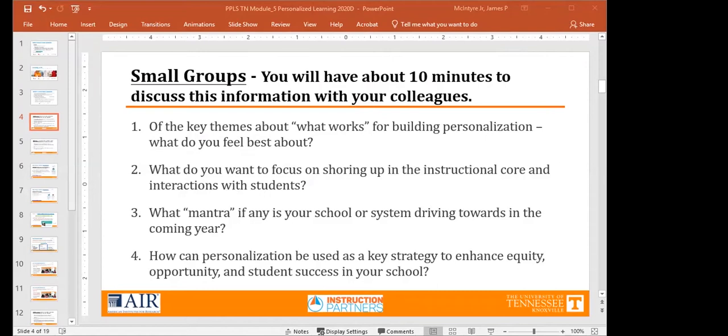In terms of the key themes that Emily outlined in terms of what works for building personalization, what do you feel best about in your building? What do you think you need to shore up? What mantra, if any, is your school or school system driving toward for the coming year? And then I'd also like you to think about how can personalization be used as a key strategy to enhance equity, opportunity, and student success in your school.